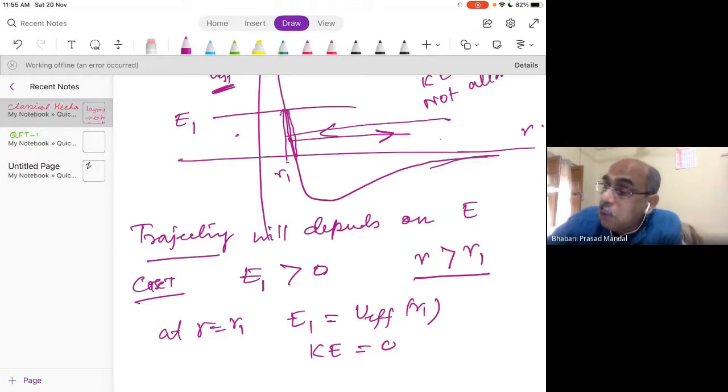Now if potential energy becomes 0, kinetic energy becomes 0, so the particle will take a turn, it cannot move, so it will take a turn, and then it will go where? Go to infinity. No other turning.